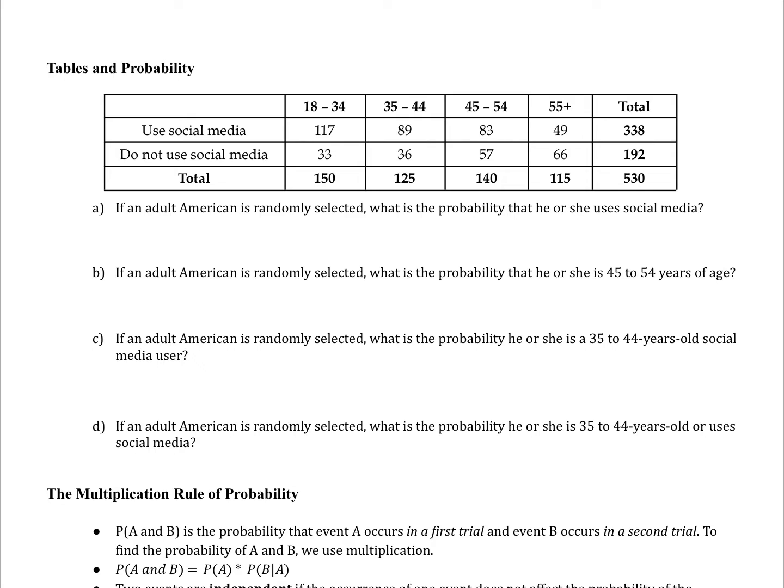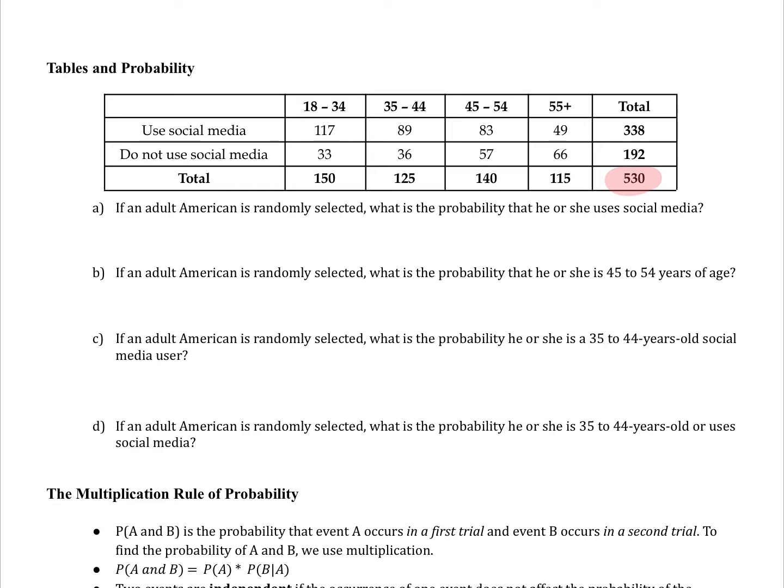So we've got a table here that's talking about adults, and then we've got our age categories 18 to 34, 35 to 44, and so on. We want to point out real quick, the total number of people polled was 530. Each little subgroup has its own total as well, but when it was all said and done, we had 530 that were polled. So that's an important part to know.